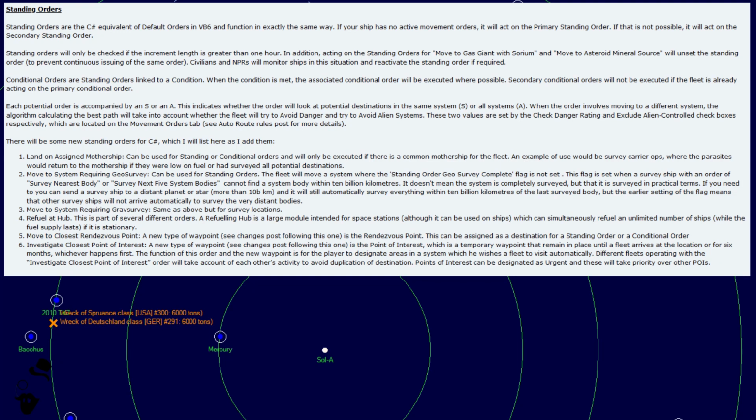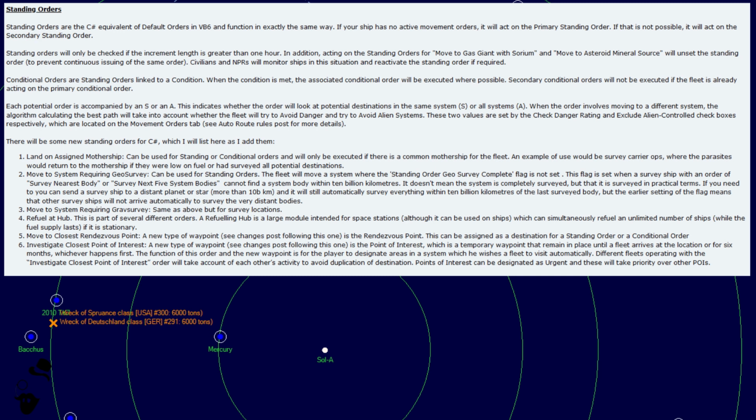Each potential order is accompanied by an S or an A. This indicates whether the order will look for potential destinations in the same system or all systems. When the order involves moving to a different system, the algorithm calculating the best path will take into account whether the fleet will try to avoid danger or try to avoid alien systems. These 2 values are set by the check danger rating and exclude alien controlled checkboxes respectively, which are located in the movement orders tab. There will be some new standing orders in C#.